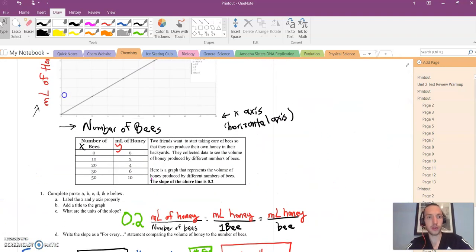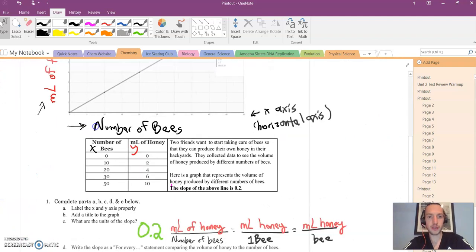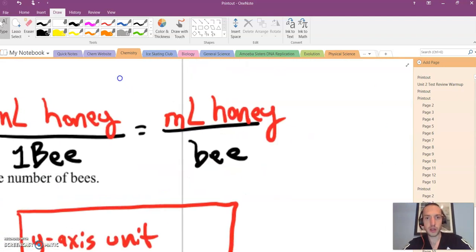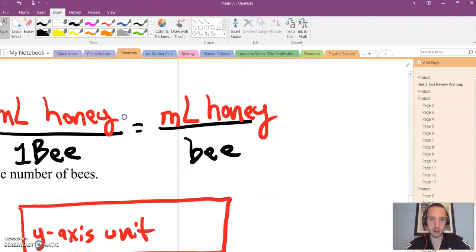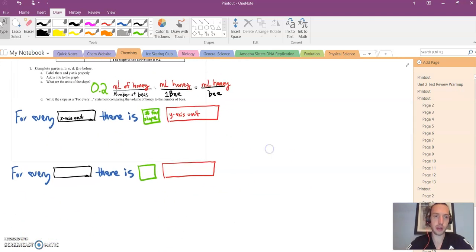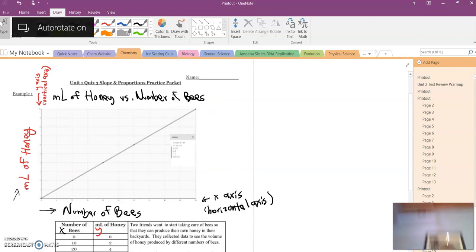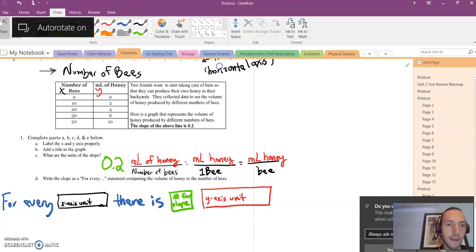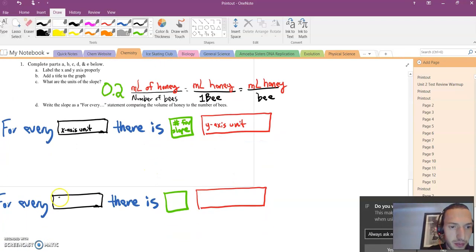If you want to, you can look over here, number of bees, and then if you look over here, the simplified version was just b. So we're going to write over here, for every bee. Now there is blank, and for the blank, you're going to look up here and it says use the number for the slope.